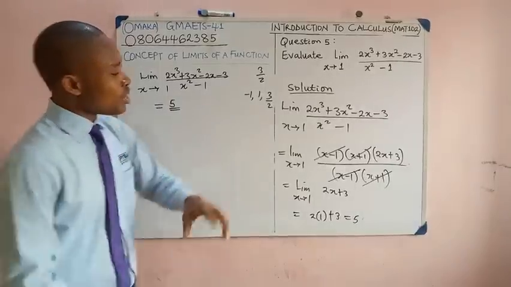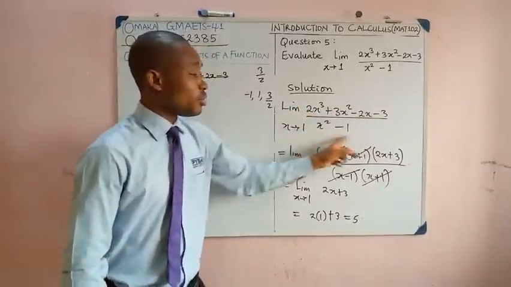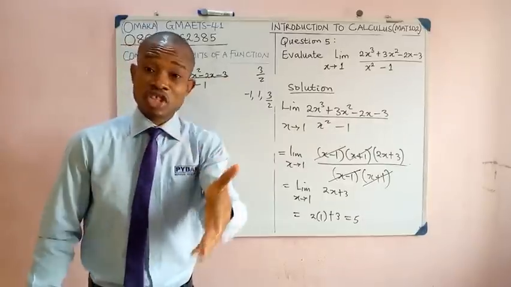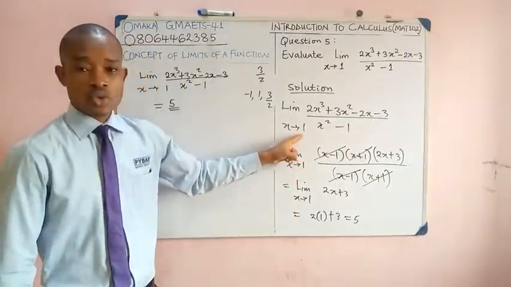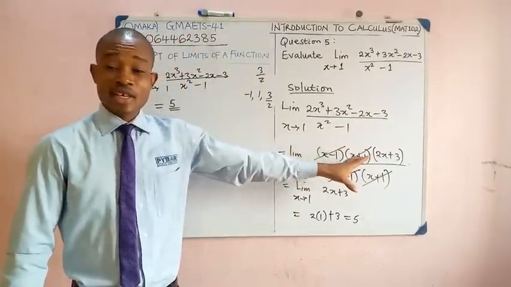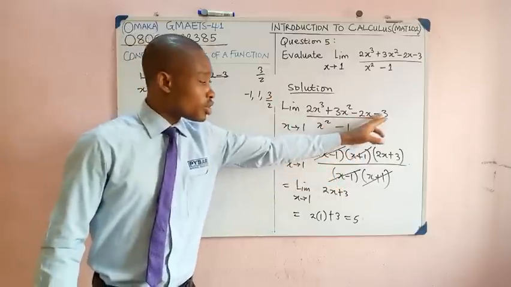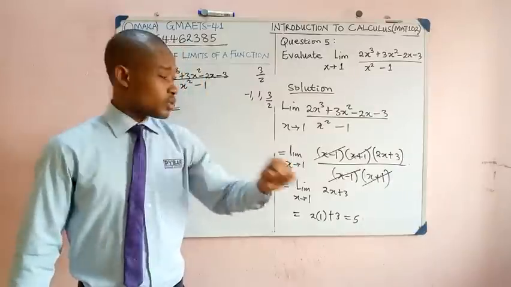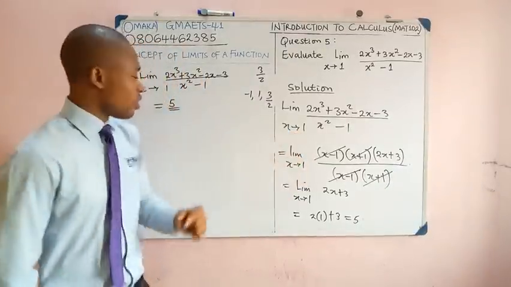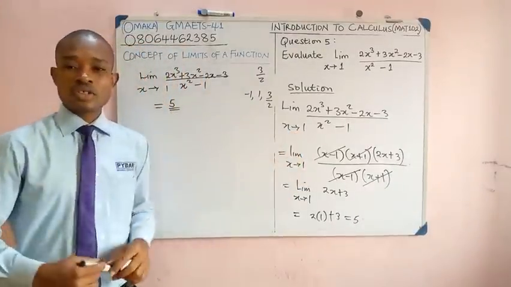Now, what do you do there? Just differentiate the numerator and denominator once. After differentiating, substitute your 1 into whatever you get. You can do that as self-test work. Once you differentiate the numerator and the denominator once, substitute 1 in whatever you get, simplify, and you still get this result, 5.